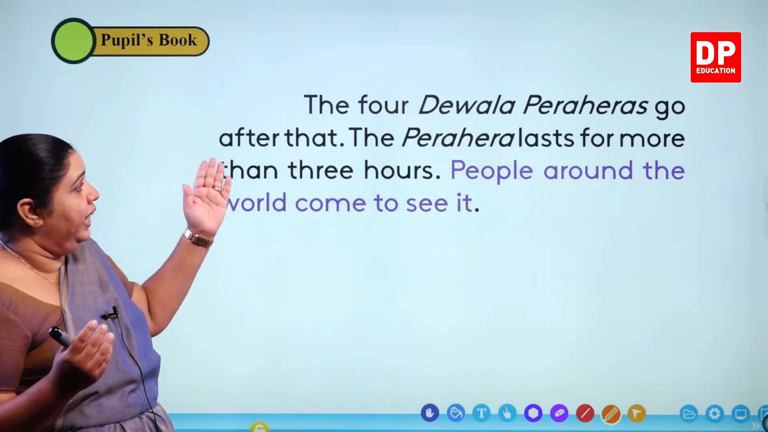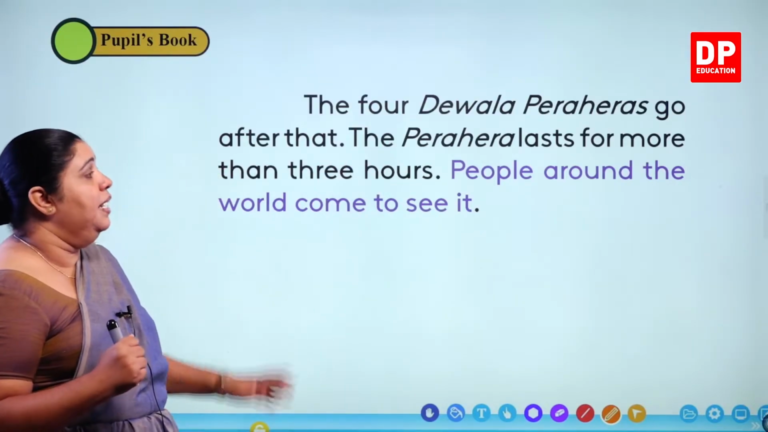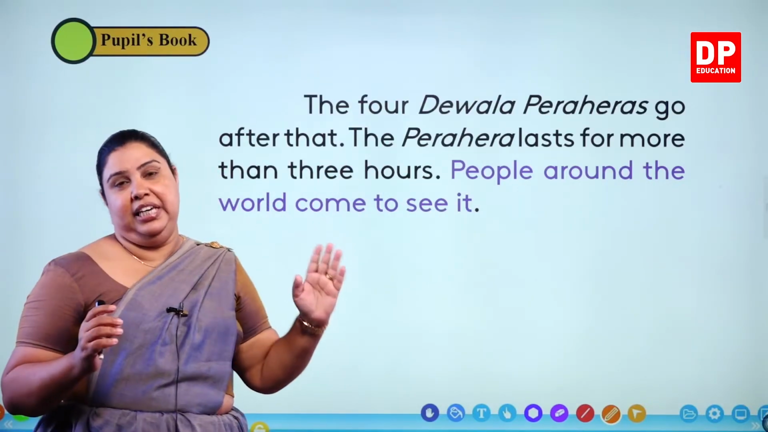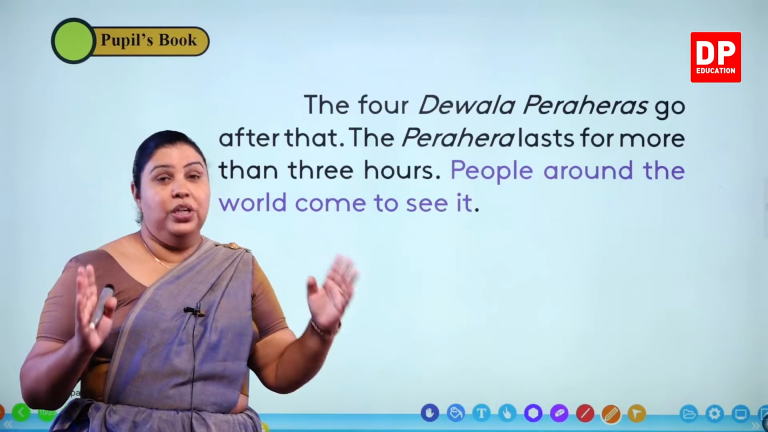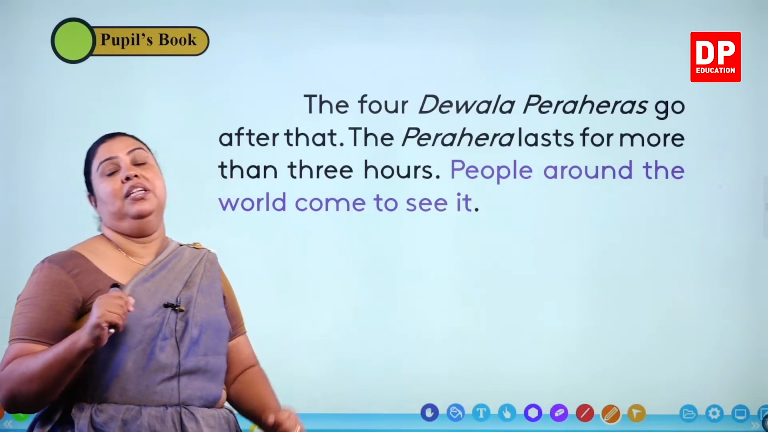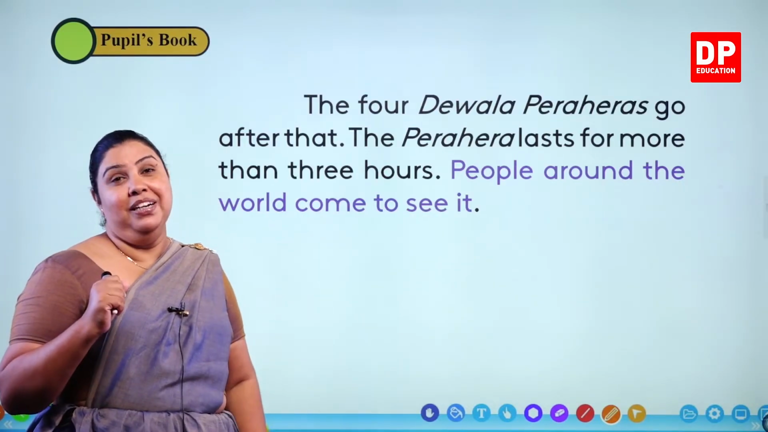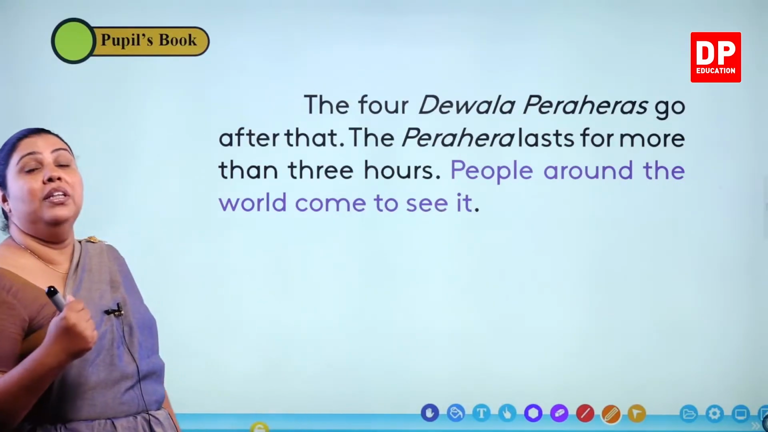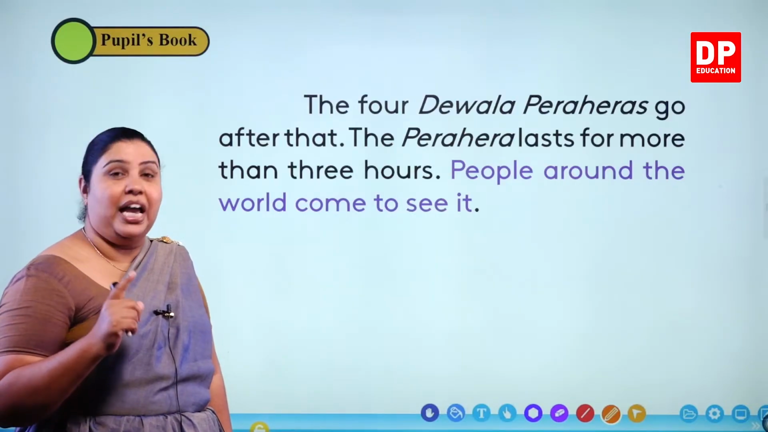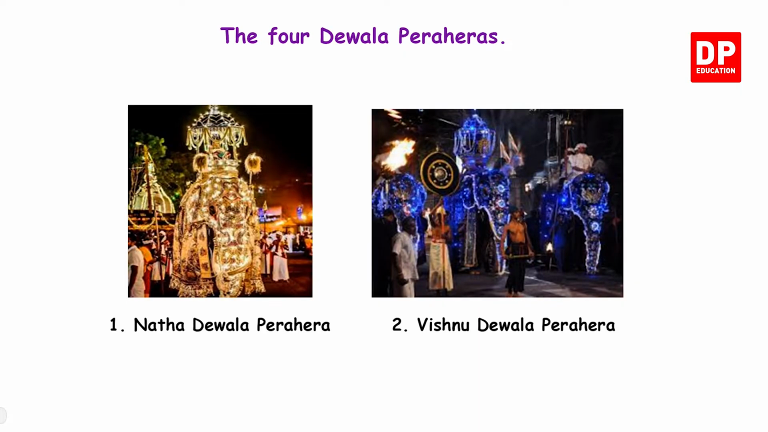So now the 4 Devala Peraheras go after that. The Perahera lasts for more than 3 hours. People around the world come to see it. That is our last paragraph. That is the last paragraph that the students of the Gajaba Vidyalaya wrote about the Kandy Perahera they saw when they went to Kandy for the wallpaper article they have written about the Kandy Perahera. So we have read all the paragraphs in our pupils book, and we are going to move forward and see what else we have. This is how the 4 Devala Peraheras will come.